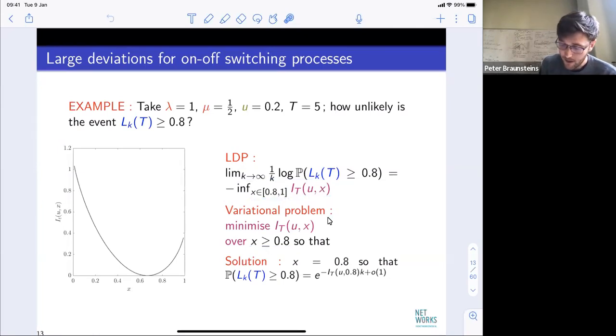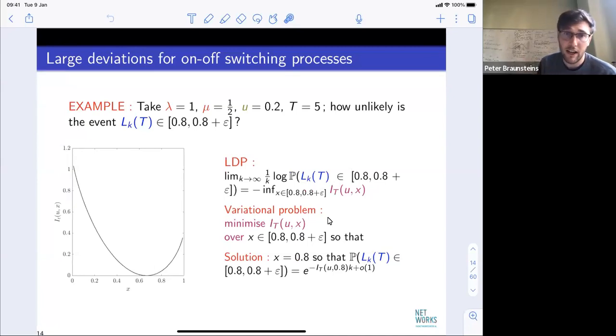This is a trivially simple variational problem because, as we can see here, this is a plot of the rate function. Because it's increasing on this interval, the minimum value is at x equals 0.8. And we then know how quickly our probability decays.